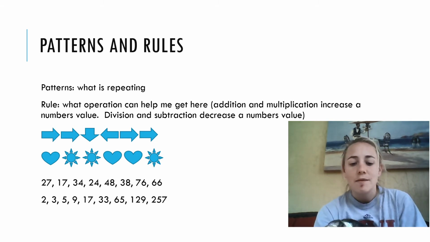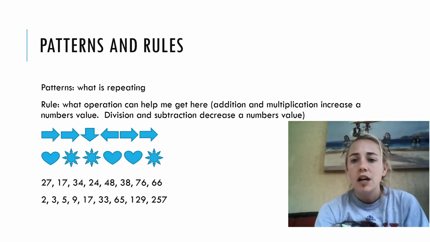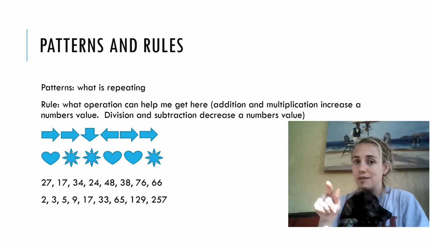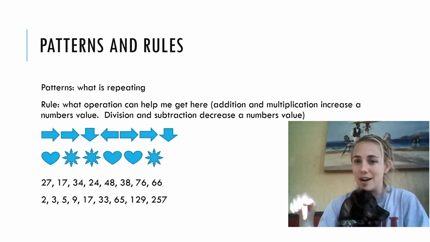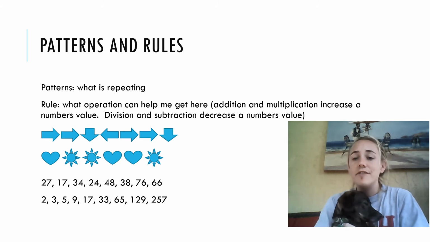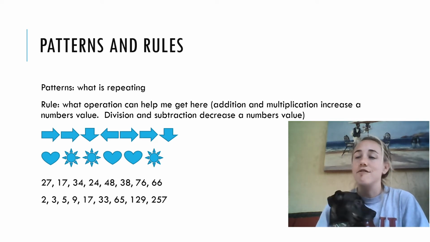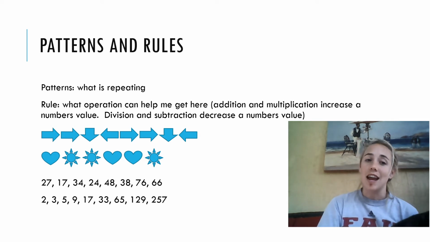So if I look at that, it shows me right arrow, down arrow. So I'm going to have right arrow, down arrow. After the down arrow, it's left arrow. So I'm going to have that. After the left arrow, the pattern repeats. So I'm going to have a right arrow again.